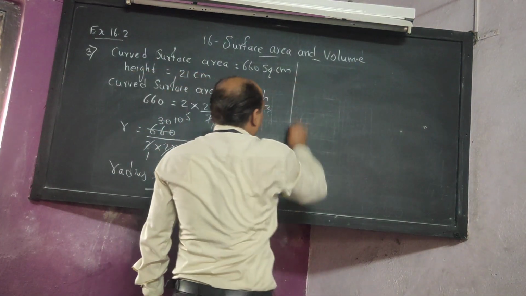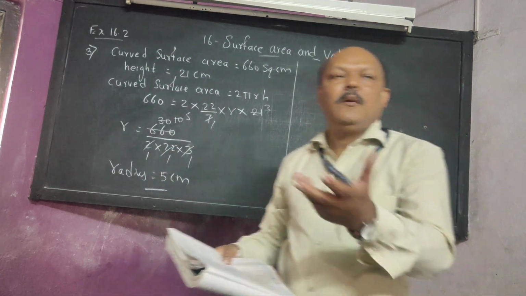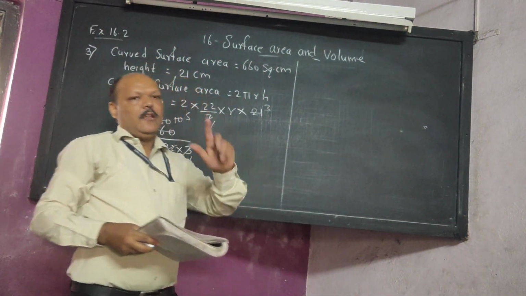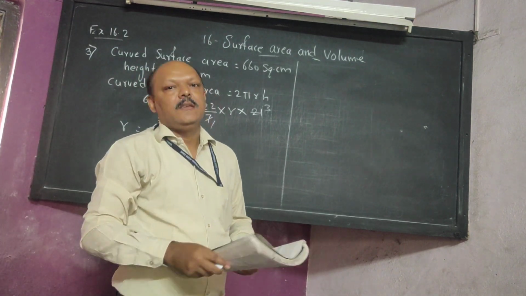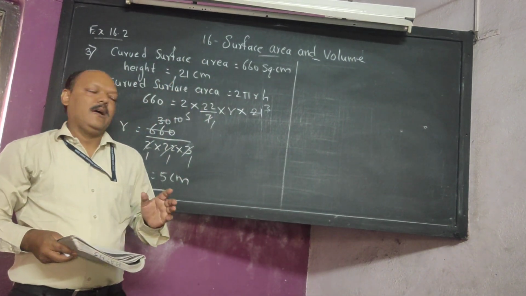Now one more thing in this ask. What do you have to find? Base area. Always remember that in the cylindrical part, the base area is in the form of a circle. And the area of a circle we have already learned. The formula to find the area of a circle is pi r square. What is the formula to find the area of a circle? Pi r square.